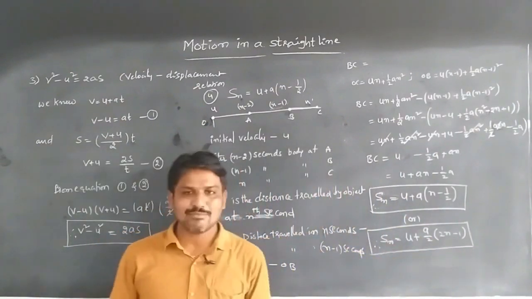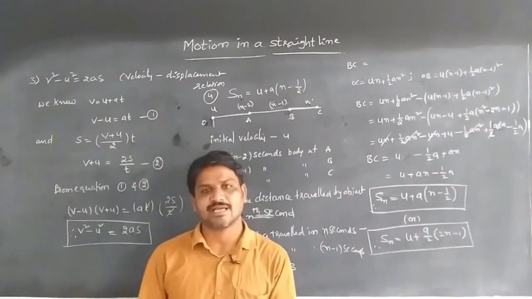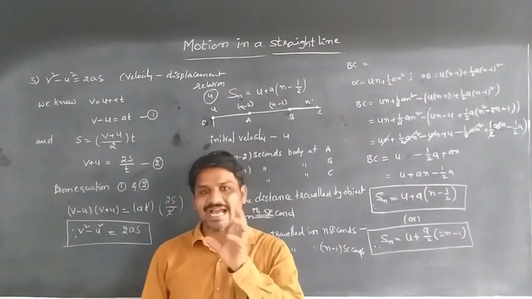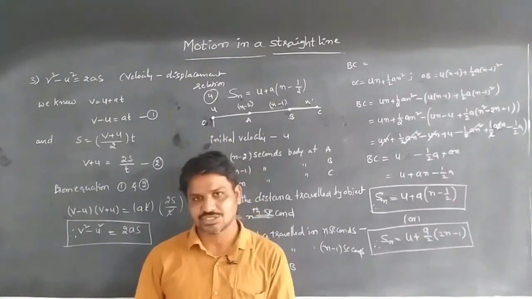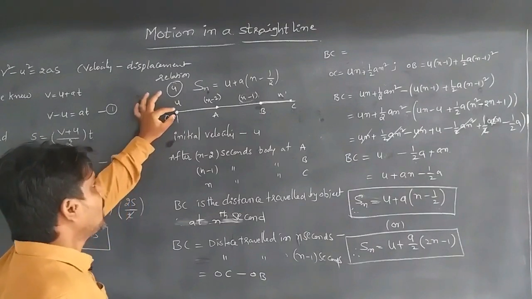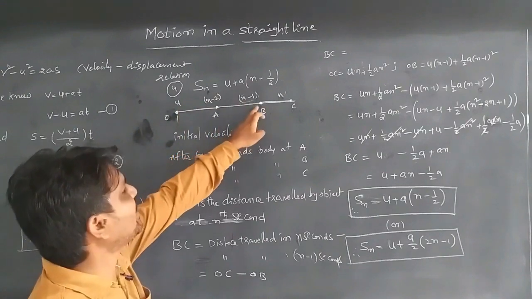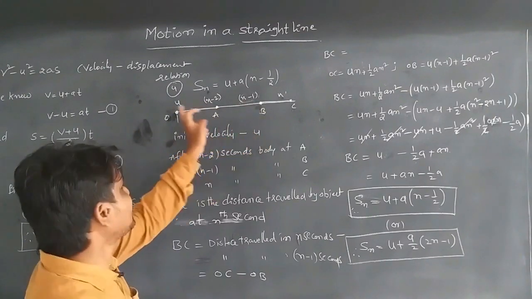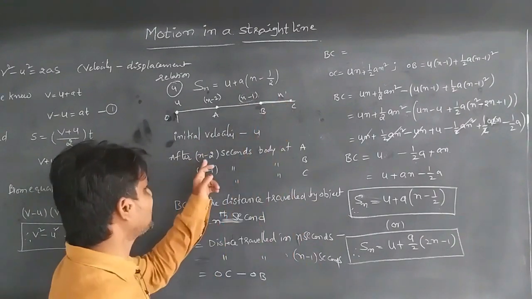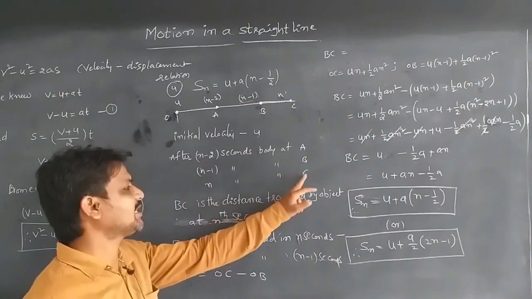These are the kinematical equations of motion, and the proofs of the equations of motion using the graphical method. Kinematical equations of motion of a body with uniform acceleration. When a body starts with initial velocity U, it reaches point A at n minus 2 seconds, it reaches B at n minus 1 seconds, and it reaches C at n seconds.